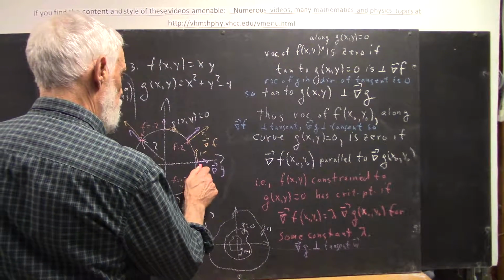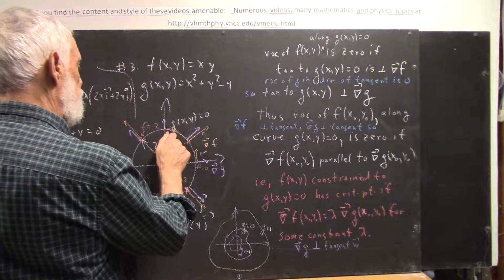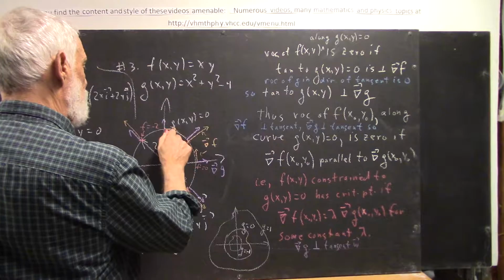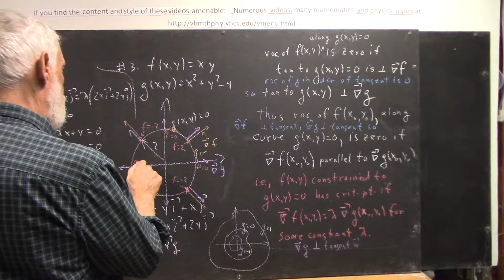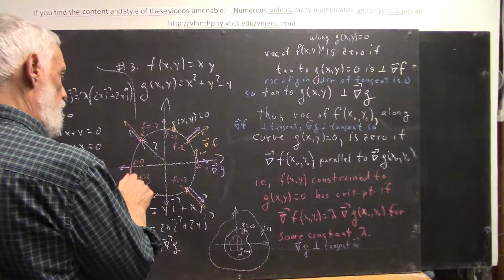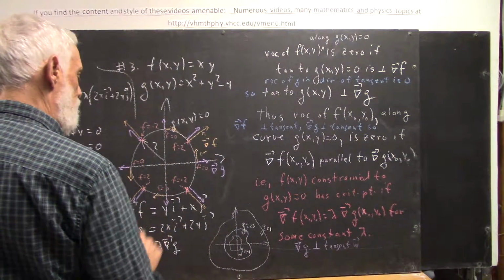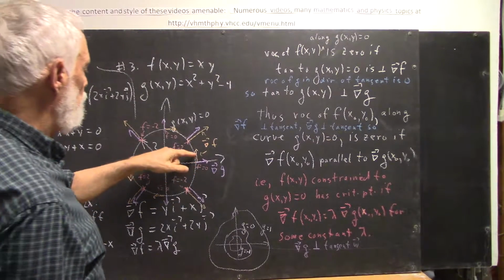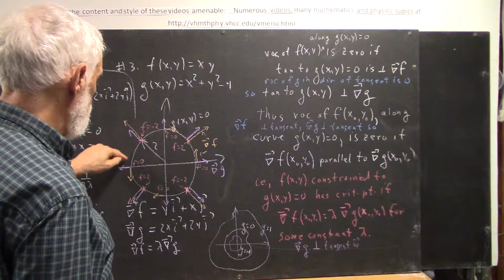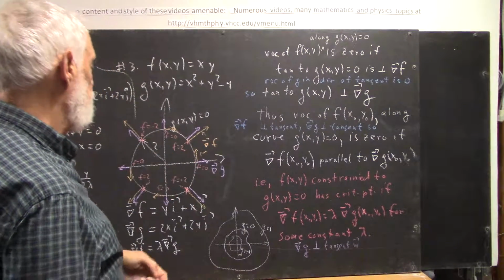So we could say that f is 0 here, f is 0 here, f is 0 here, and f is 0 here. So we go from 0 to 2 to 0 to negative 2 to 0 to 2 to 0 to negative 2 and back to 0.